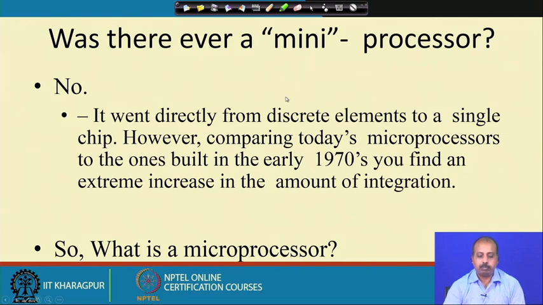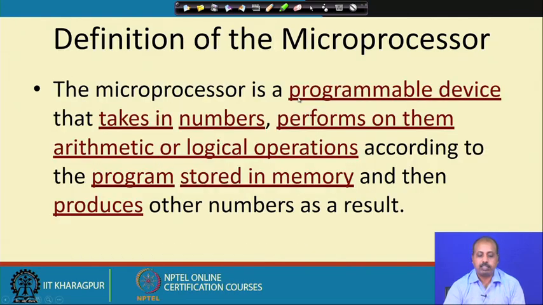So, what is a microprocessor? If we try to answer this question, a microprocessor, if you define it to a layman, you can say that it is a programmable device that takes in numbers, performs on them arithmetic and logical operations according to the program stored in the memory, and then produces other numbers as a result. So, this is the overall operation of the microprocessor without going into the design part of it.